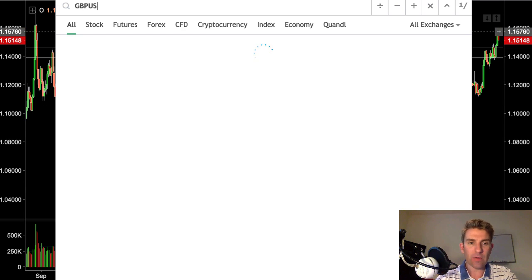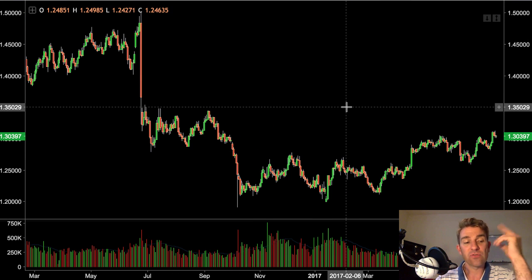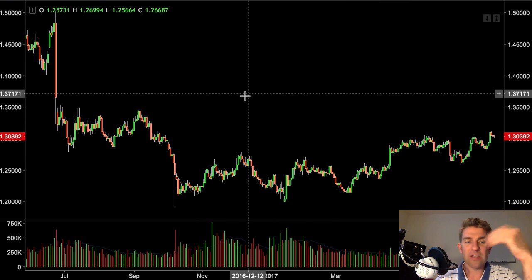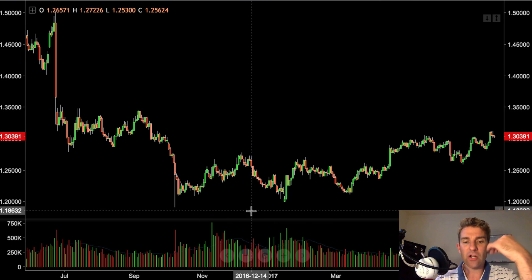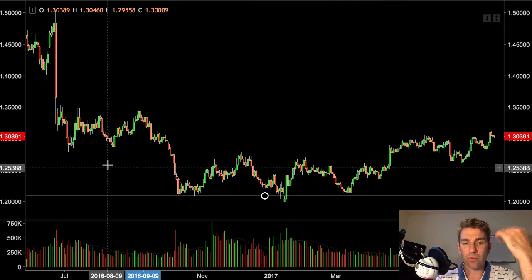Let's have a look at GBP USD, and then let's have a look at some support resistance levels on the 1 minute, and then we'll go to a 15 minute and a 5 minute. So we've got a daily chart here, and we're going back a couple of years or whatever it is. You can see much more obvious levels of support and resistance on this chart. There's obvious support down here.